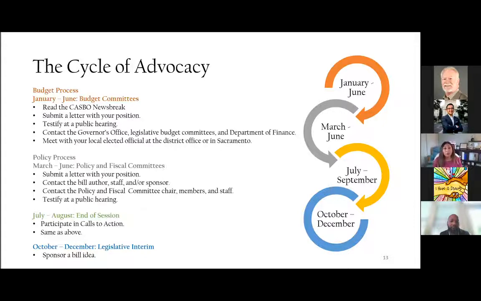And then October to December, this critical time right now, sponsor legislation, come up with your own ideas. How amazing would that be if you could come up with your own legislation that shares your vision and mission of what your region needs?